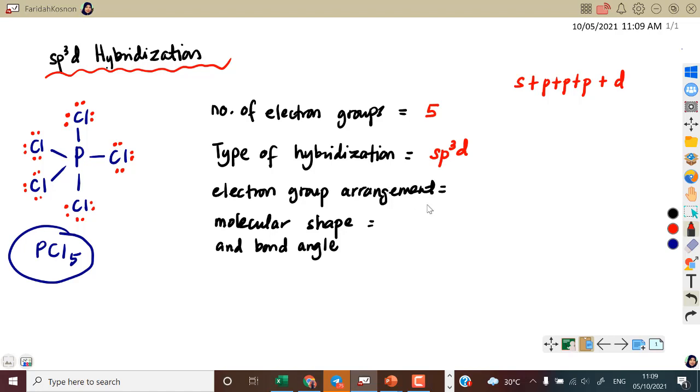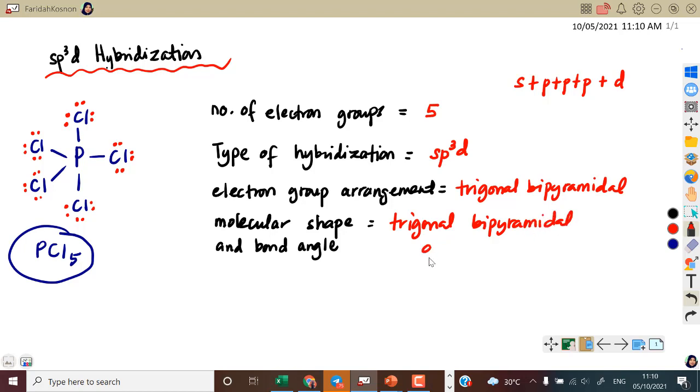Alright, the electron group arrangement is trigonal bipyramidal, and according to valence shell electron pair repulsion theory, the molecular shape is also trigonal bipyramidal, with bond angles of 90 degrees and 120 degrees.